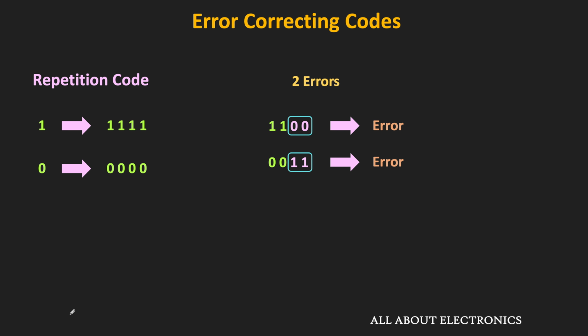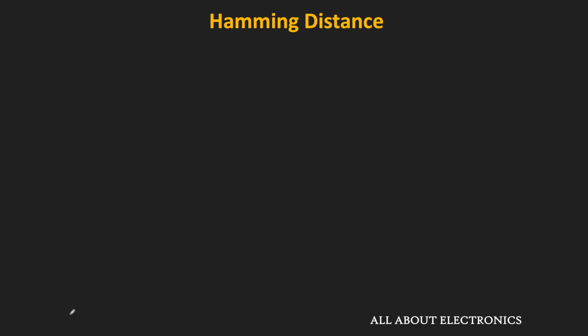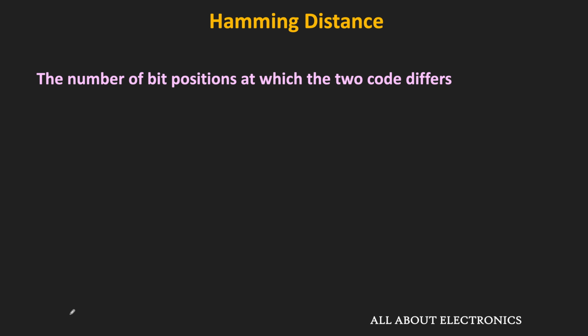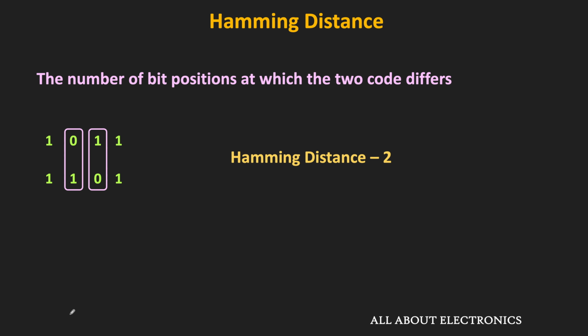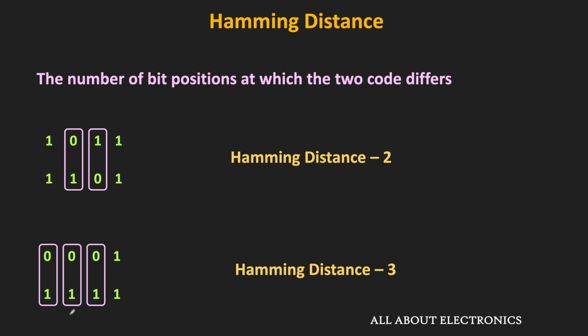And since we are talking about the error correcting codes, it is good to know about the Hamming distance. So let us understand the concept of Hamming distance. The Hamming distance is the number of bit positions at which the two codes differ. So if you look at these two codes, then they differ by only 2 bit positions. That means the Hamming distance between these two codes is equal to 2. On the other hand, if we compare these two codes, then they differ at the 3 bit positions. That means for these two codes, the Hamming distance is equal to 3. So basically, this Hamming distance is the number of bit positions at which the two codes differ.